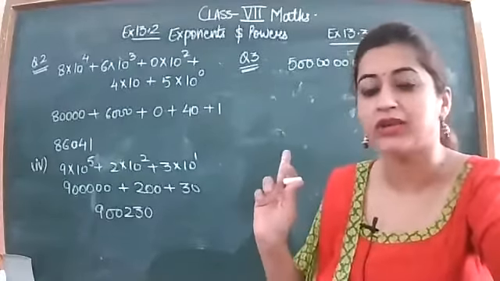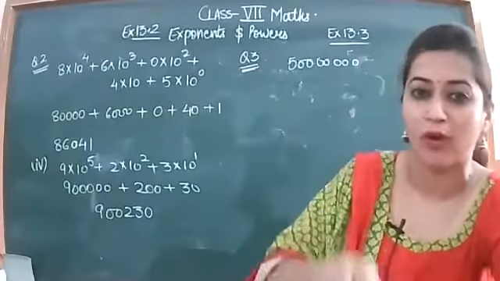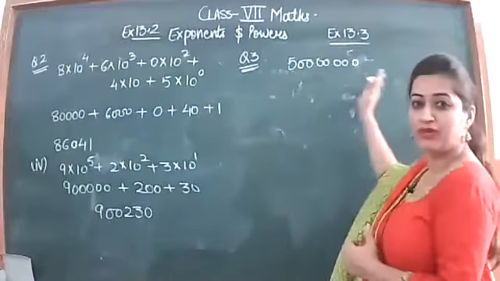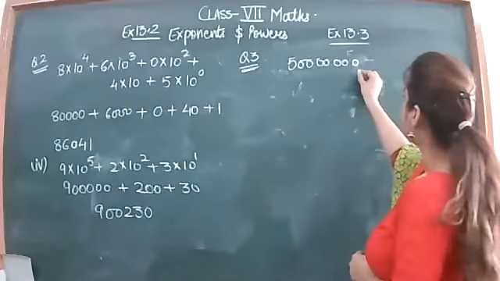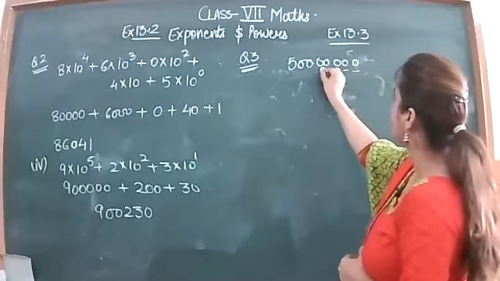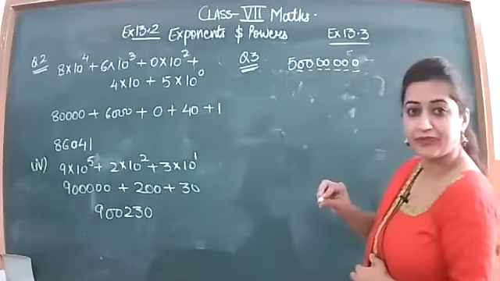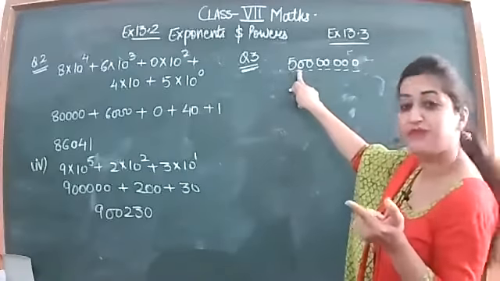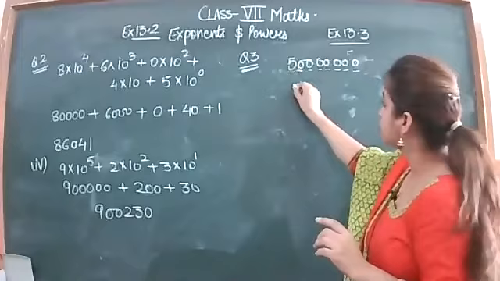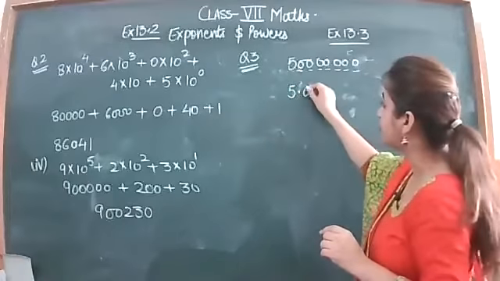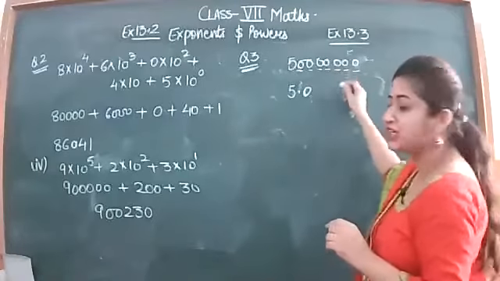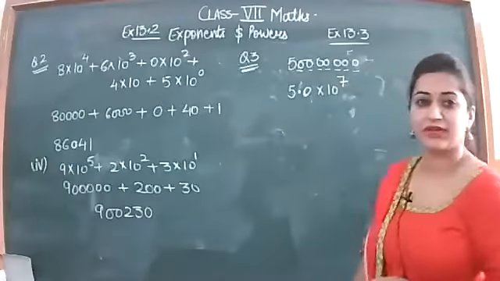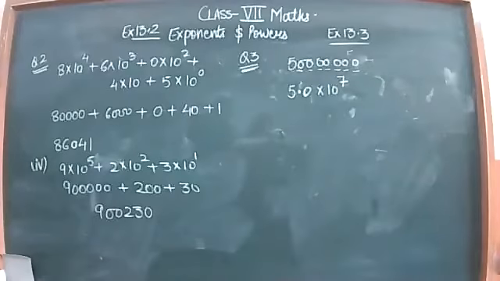Then you have to convert this usual form number into the standard form. For that, you will count the number of digits from the right hand side. 1, 2, 3, 4, 5, 6, 7. Why have I left this? Because we have to put the decimal after the first digit, so you will not count it. So it will become 5.0. We have counted 7 digits, so it will be 5.0 into 10 raised to power 7. Okay, see one more part.